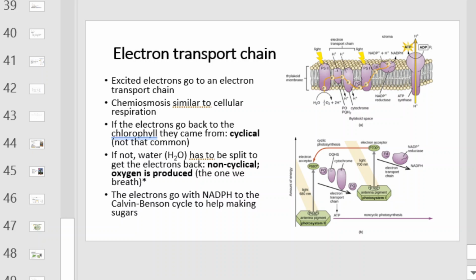The excited electrons go to an electron transport chain and are used to develop a chemiosmotic gradient similar to cellular respiration. If the electrons go back to the chlorophyll, they came from cyclic reactions. If they do not, then they come from non-cyclic reactions and oxygen is produced. The electrons can also go to NADPH to the Calvin-Benson cycle to make sugars.